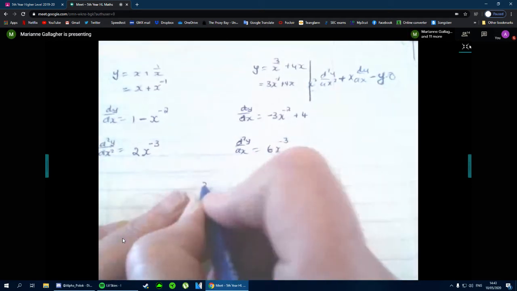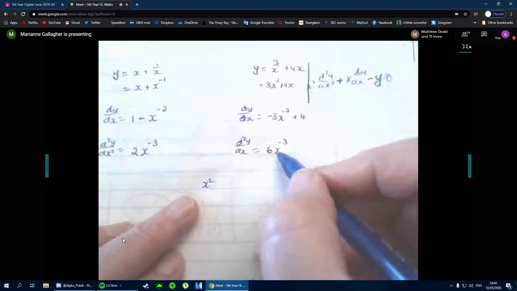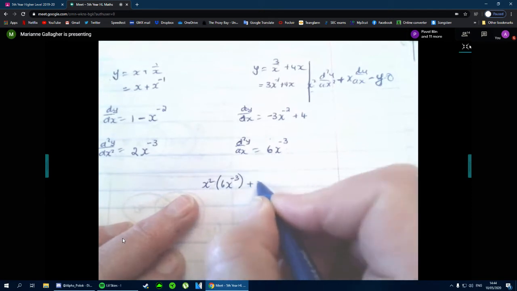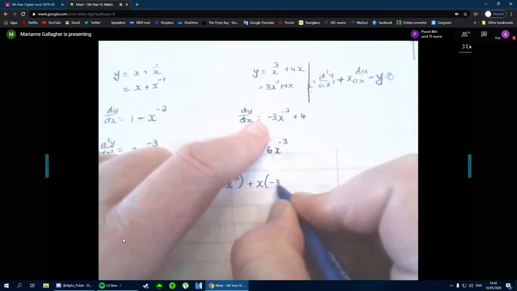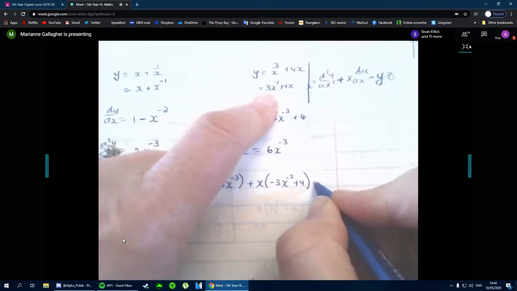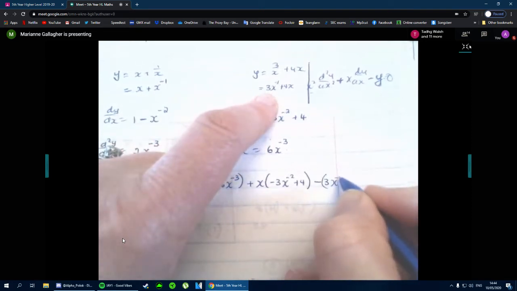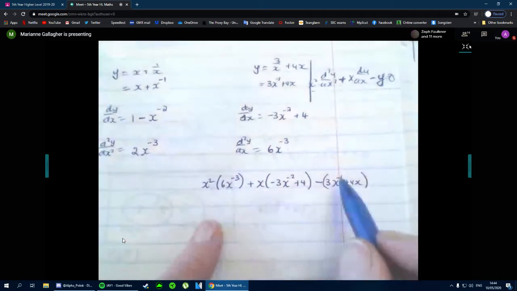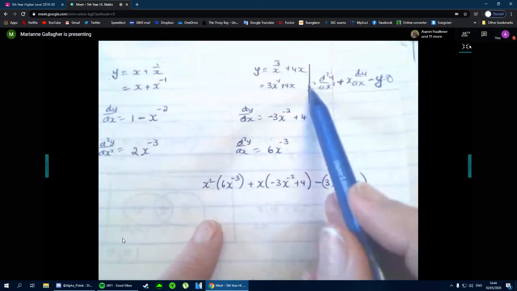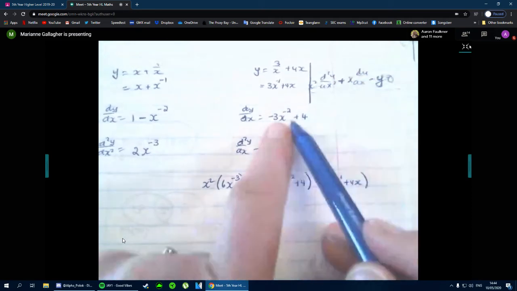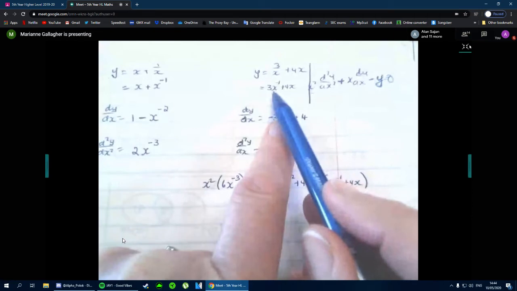Then show that this is true. So I write it down: x squared, d2y dx squared is this. So it's x squared times 6x to the minus 3, plus x times dy dx, which is minus 3x to the minus 2 plus 4, minus y, which is minus 3x to the minus 1 plus 4x. And I'm using brackets for all of these combinations. I want to show that this is equal to 0. So all I've done there, I have the x squared, sub in my expression that I worked out, plus x times this one, minus y, which was this. Okay?